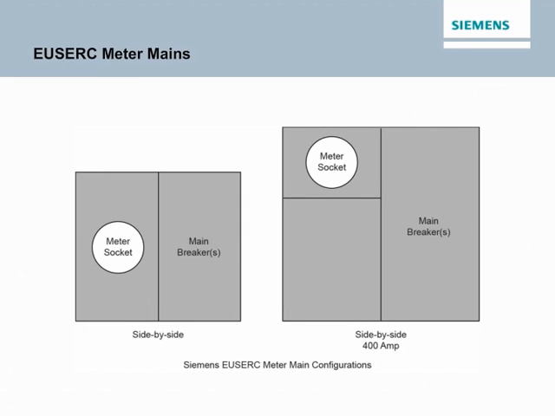Siemens USERC meter mains have the same features as other Siemens meter mains and are available in the 2 configurations shown in the accompanying illustration. Side-by-side construction meter mains have 100 to 200 amp continuous current ratings and a 22,000 amp interrupting rating. Side-by-side 400 amp construction meter mains have a 320 amp continuous current rating, 400 amps max current, and a 22,000 amp interrupting rating.